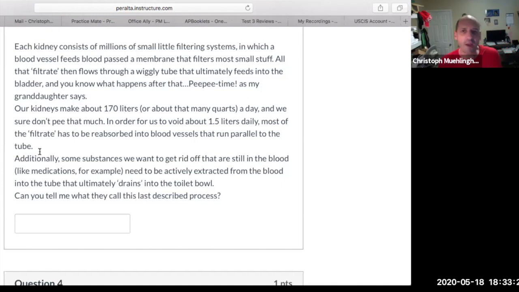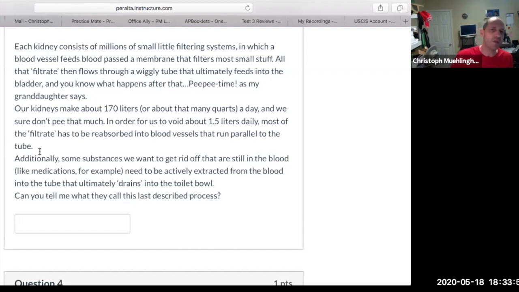Our kidneys make about 170 liters of pee or filtrate a day, and we sure don't pee that much. We excrete about 1.5 liters or 1.5 quarts, you can kind of think. Most of the filtrate has to then be reabsorbed into the blood vessels that run parallel to the tubules. Additionally, some substances we want to get rid of are still in the blood, like medications, for example. They need to be actively extracted from the blood into the tube that ultimately drains into the toilet bowl.